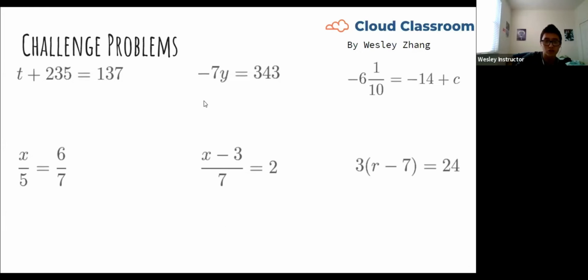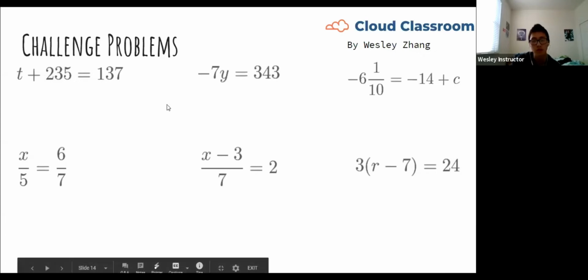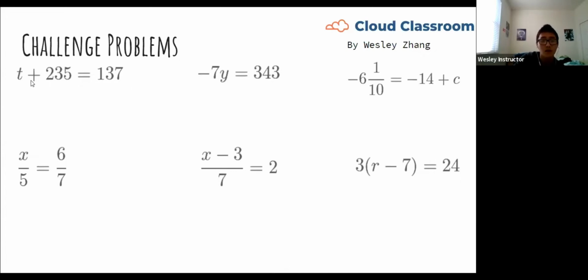Okay, I'll go over the answers right now. Why don't you guys type in the answers you got? All right, I'll start on the top left. t plus 235 equals 137. All you've got to do here is subtract 235 from both sides. This is how you get the t by itself.